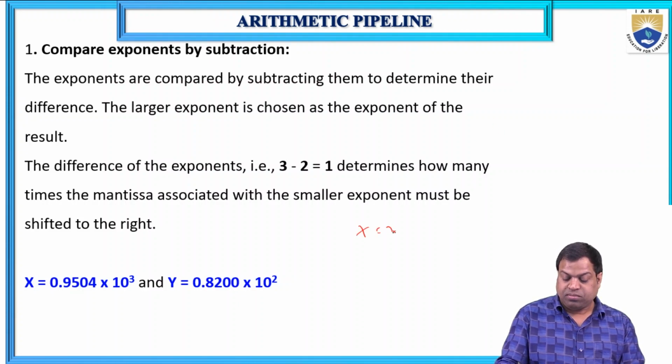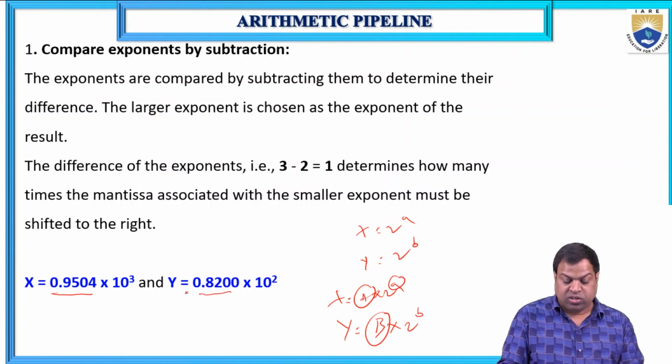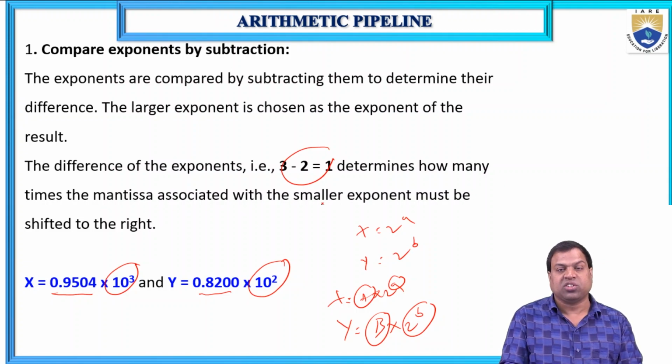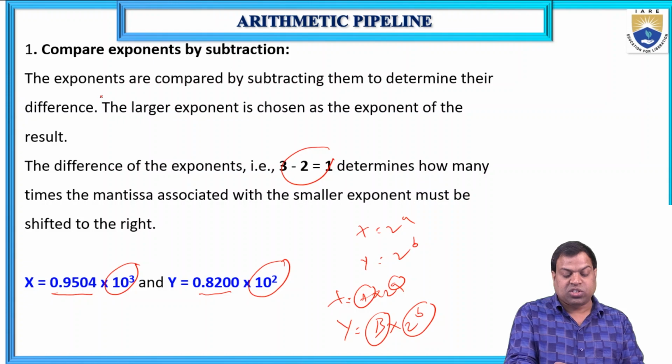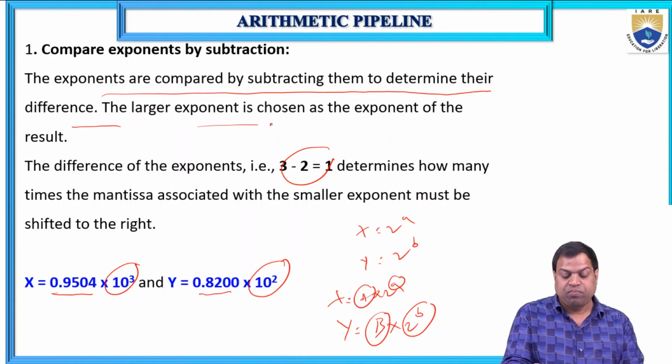So here x equal to a into 2 power a, y equal to b into 2 power b. Taking a as 0.9504 and b as 0.8200, with 2 power a equal to 10 cube and 2 power b equal to 10 square. It is one example I'm taking. So 3 minus 2 equal to 1 determines how many times the mantissa associated with the smaller exponent is shifted. First the exponents are compared by subtracting them to determine their difference. The larger exponent is chosen as the exponent of the result.